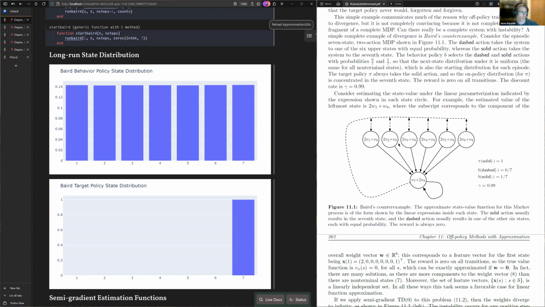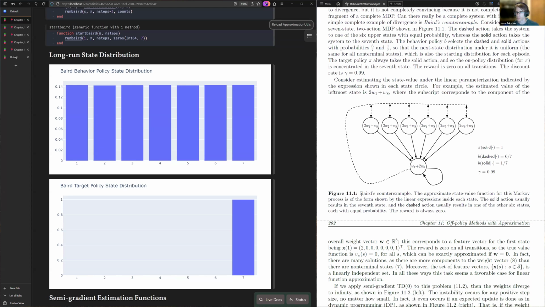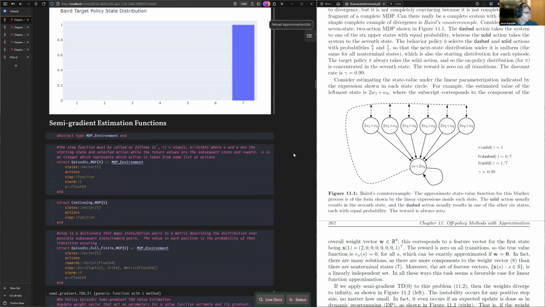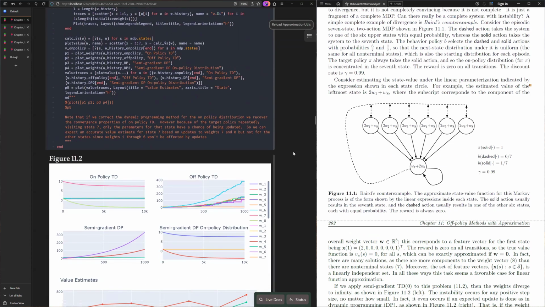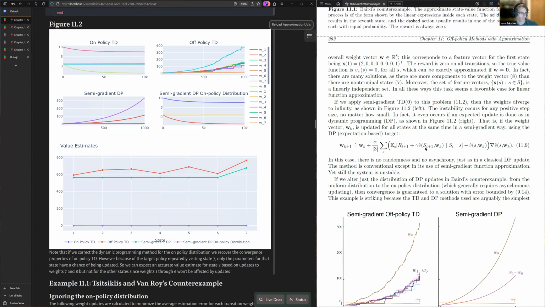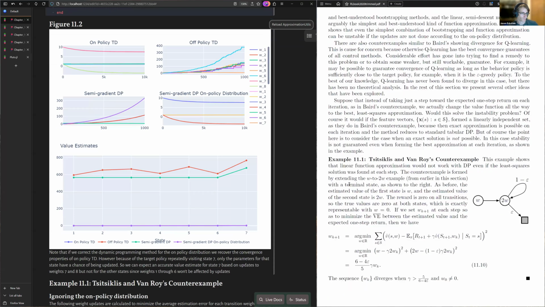So yeah, are there any other questions about this example? No, all good. If not, okay. So here, let's look at the next example.